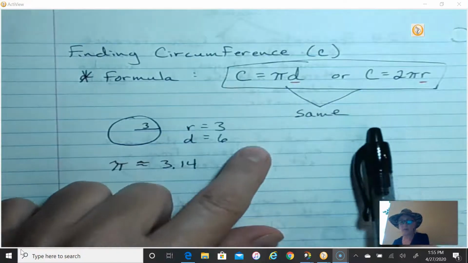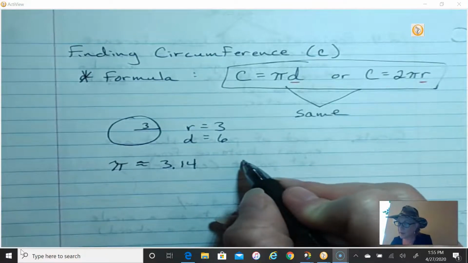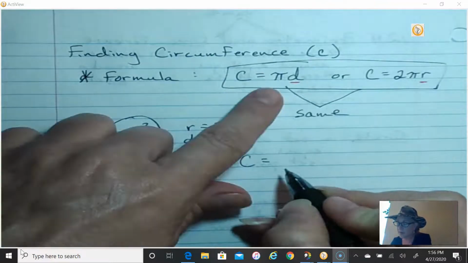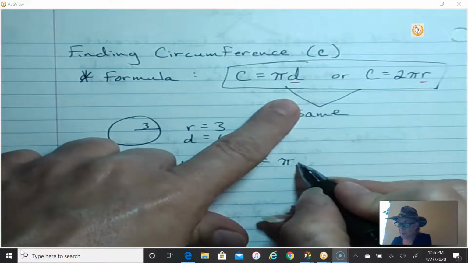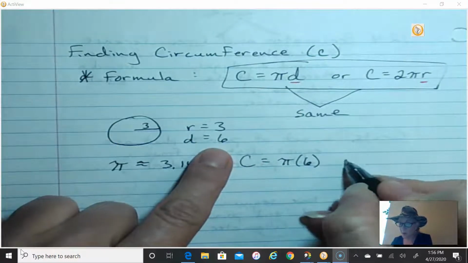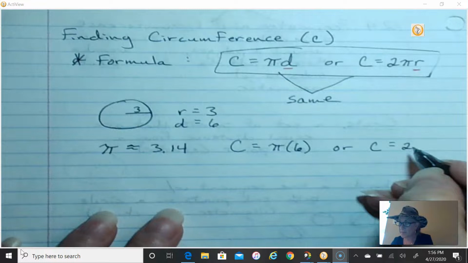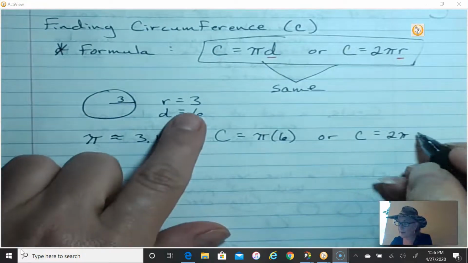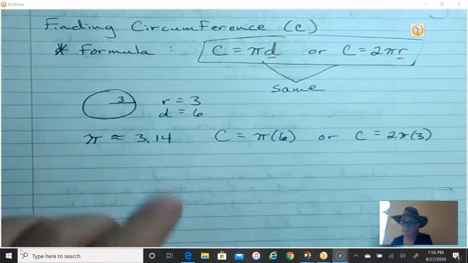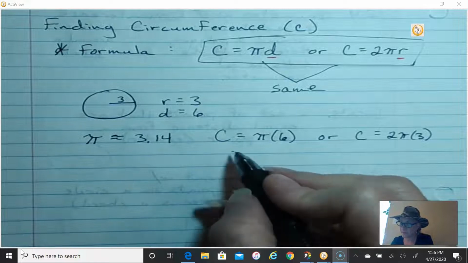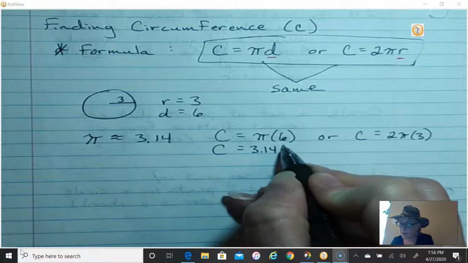I'm going to use both of these formulas. Now, you only have to choose one. Let's do this one right here. If we use this one, we're going to do pi times d, which is 6. Or we're going to find the circumference with 2 times pi times the radius, which is 3. Pi is 3.14 times 6.